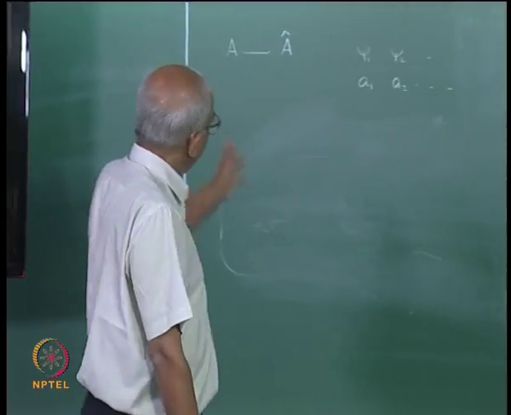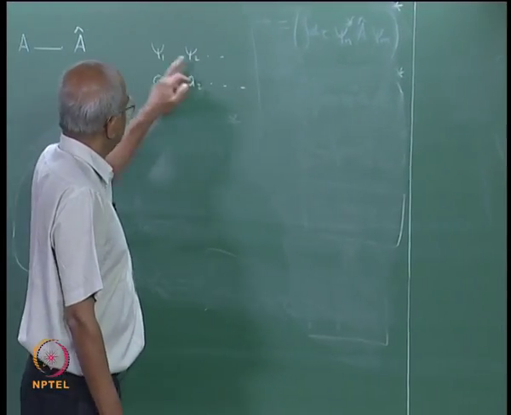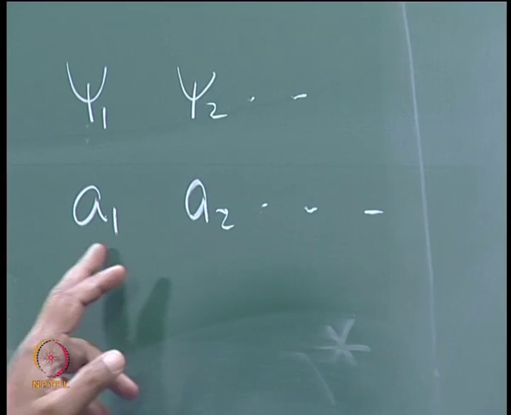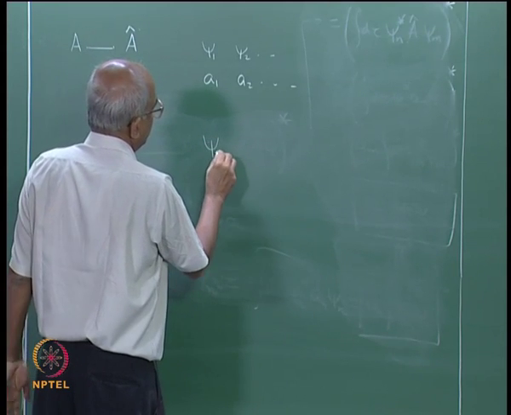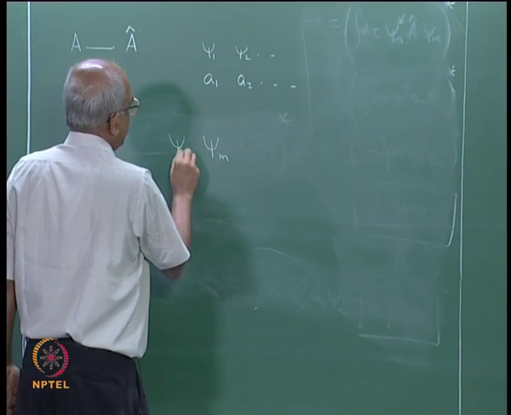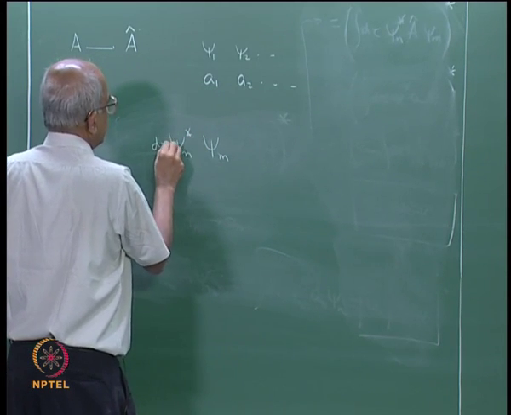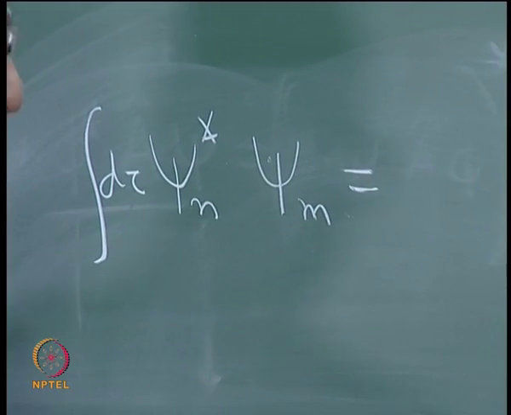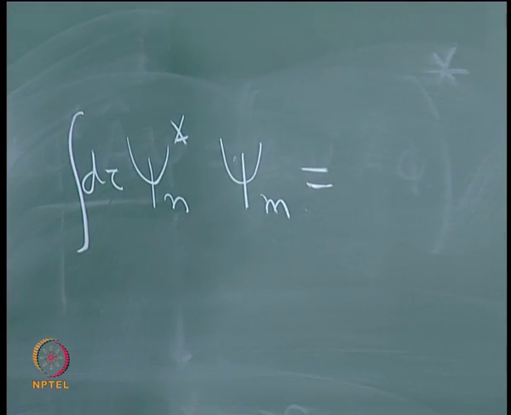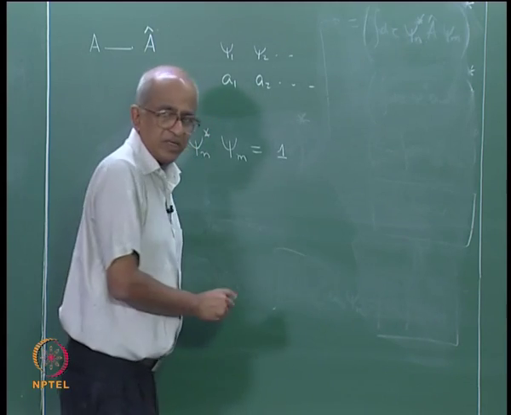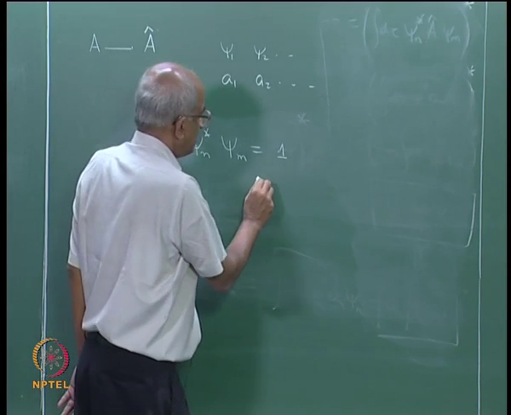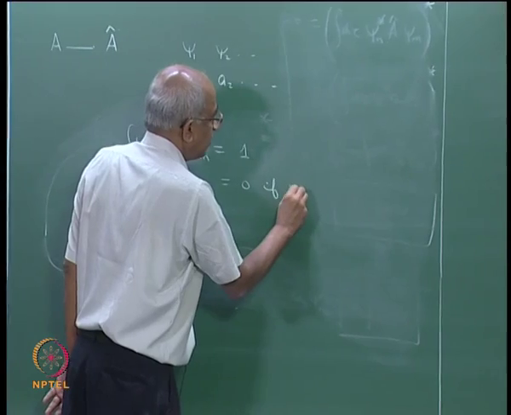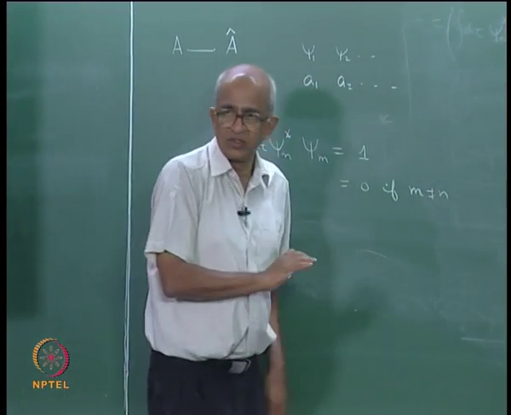And that operator will have eigenfunctions which we have denoted by the symbols psi 1, psi 2, psi 3, psi 4, etc. And the corresponding eigenvalues are A1, A2, A3, A4, etc. And further, I will assume that if I took any eigenfunction, maybe the mth eigenfunction, and multiplied it by the nth eigenfunction and integrated over the entire space, the answer is equal to 1 when m is equal to n, and equal to 0 if m is not equal to n. So, I will assume that.